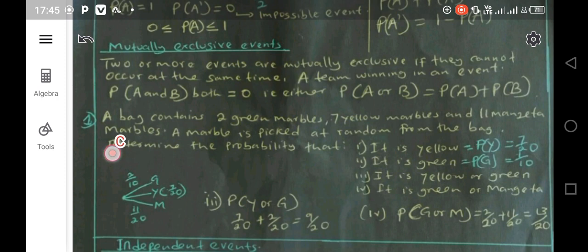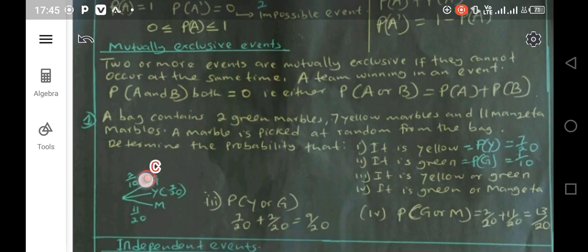Now, let's have a bag of ours at this particular point. Imagine the bag contains 2 green, 7 yellow, and 11 magenta marbles. So what is the total number of marbles in that bag? We're going to have 2 plus 7 plus 11, so the total number of marbles is 20. Which means the sample space, or the probability space, is 20.